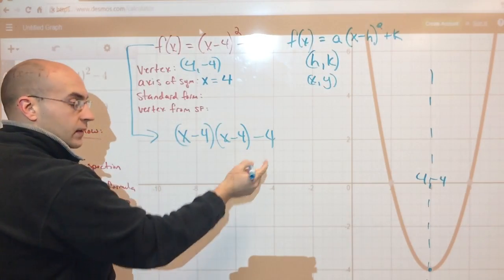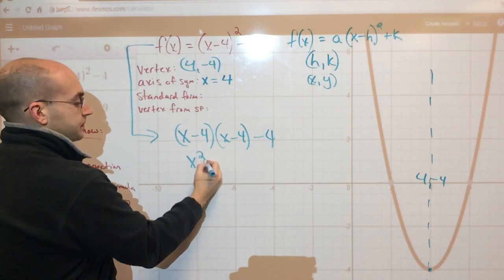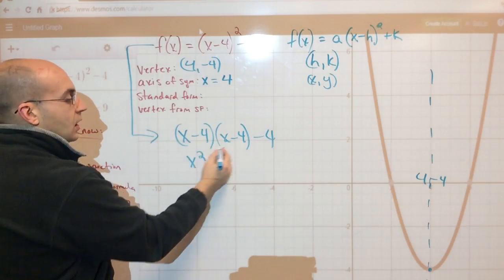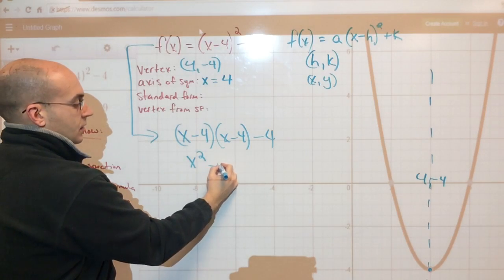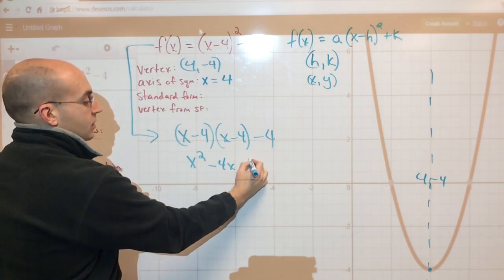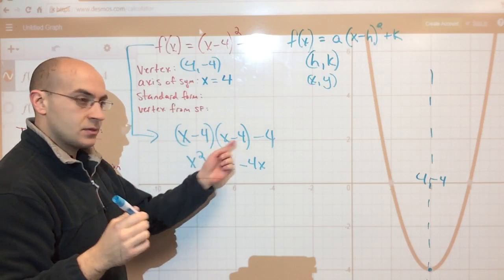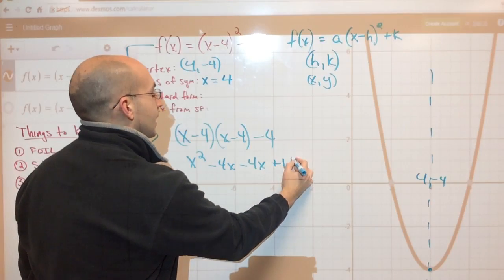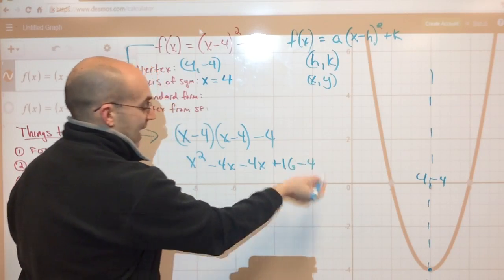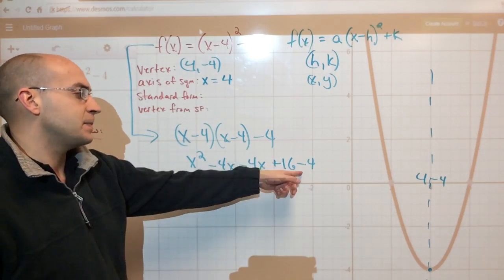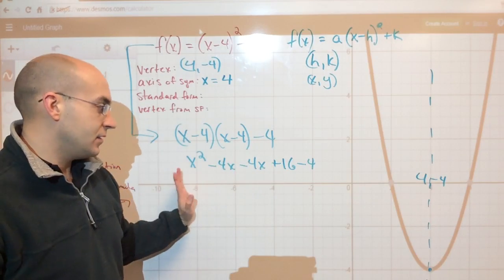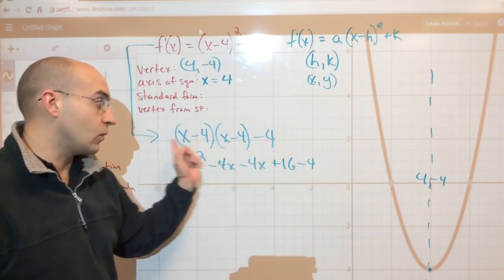Now I'm foiling. So x squared in my first terms. My outside terms are negative 4x. My inner terms are also negative 4x. Please don't forget to do the last terms. That's positive 16. And then you have to tag the final piece onto the end here. You should have 5 terms once you FOIL this thing out.